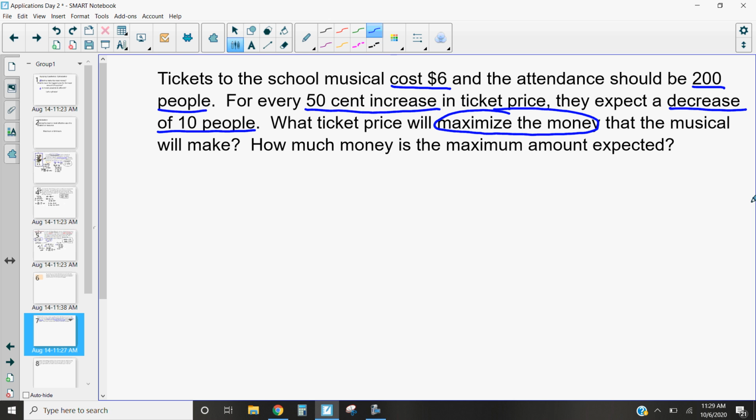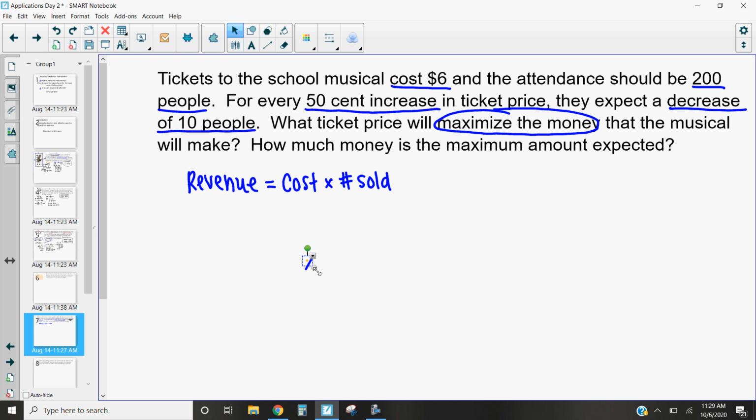So we're trying to look at how much money we make. Money that we make, we usually call revenue. And how do we get revenue? Well, revenue is the relationship between the cost of something times the number sold. So in order to figure out what our revenue is, we have to write an equation or an expression that represents the amount that our musical costs, as well as the number of tickets that are sold.